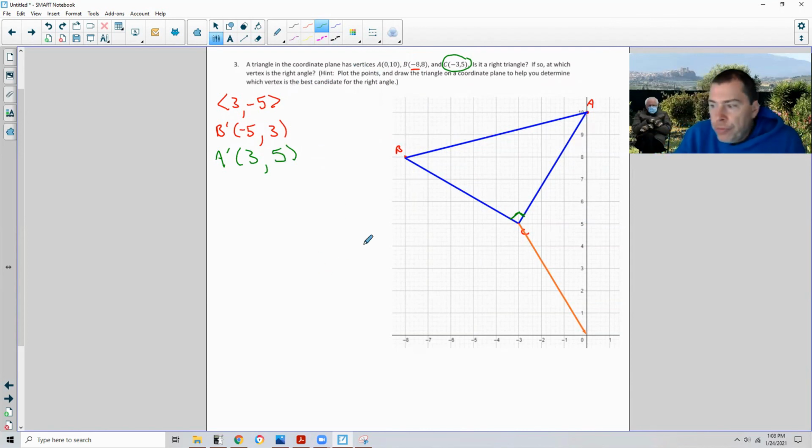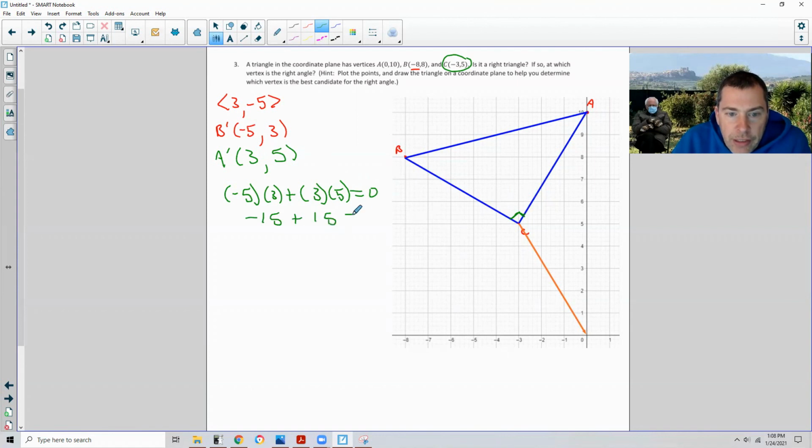Okay, so now I want to know if BC is perpendicular to AC. So I take the X values, -5 times 3, plus the Y values products of 3 times 5, and that has to equal 0. And I get -15 plus 15 equals 0. So therefore, obviously 0 equals 0. And yes, I can then say BC is definitely perpendicular to AC.